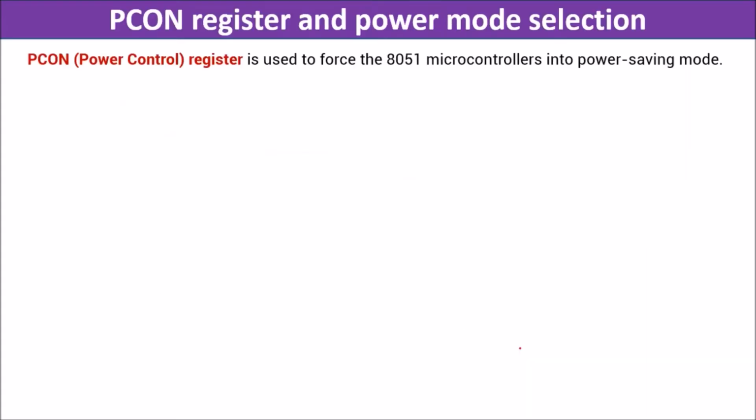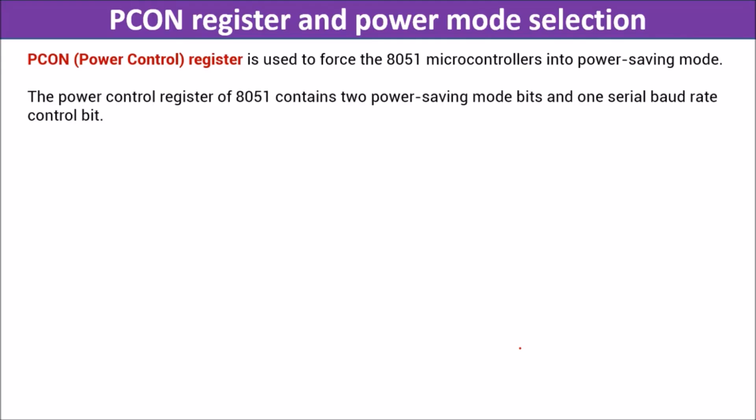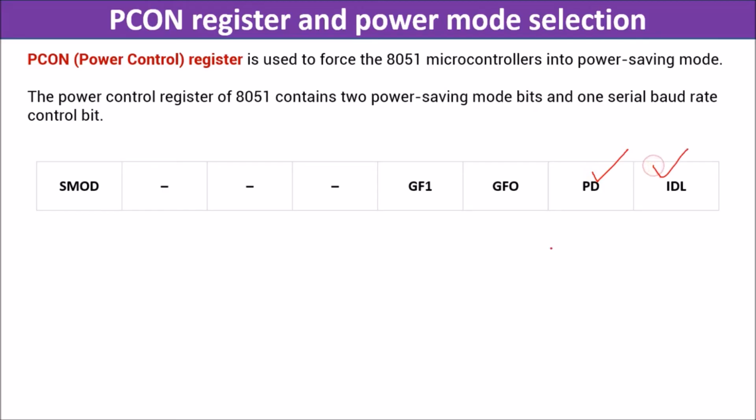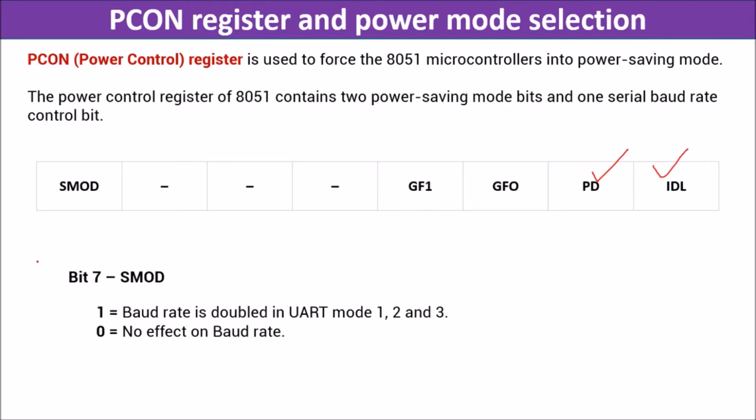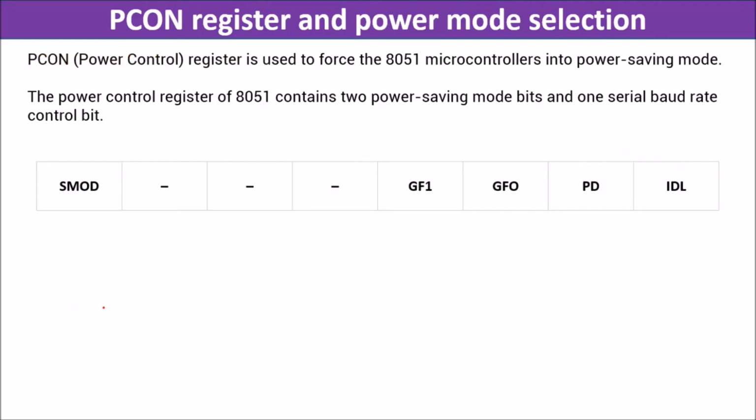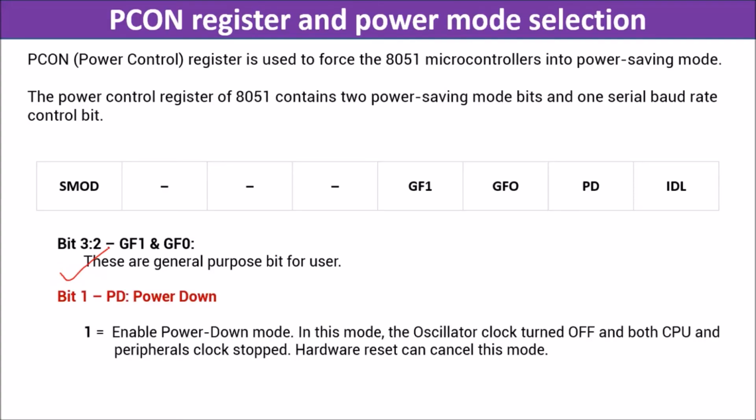PCON is the power control register, which is used for the power saving modes of the 8051 microcontroller. So there are two power saving bits, PD and IDL. Along with this, other bits are also available. As you know, SMOD is used for the serial baud rate. Then GF1 and GF0 are used as general purpose bits for the user.